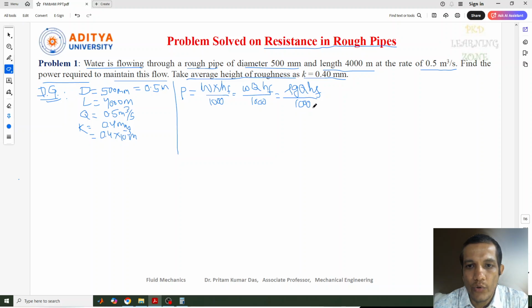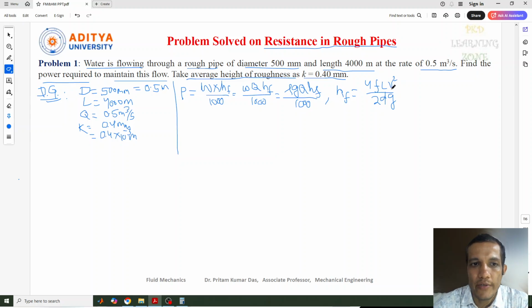Now all these values are known to us except the hf value. So from this equation we need to go back to the next step: how to calculate the hf value. We know that the head loss due to friction is given by the Darcy-Weisbach equation, which we can write as 4 f L V square by 2 d g. This is the formula for head loss due to friction. Here the diameter d is given, the g value is known, and L is given. Now we need to find out the f value and the V value.